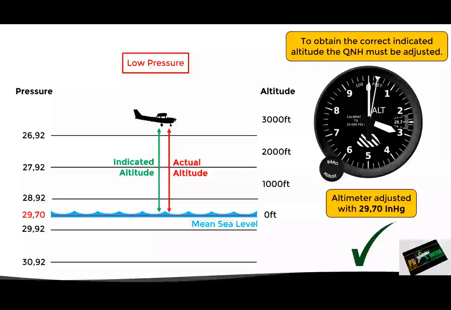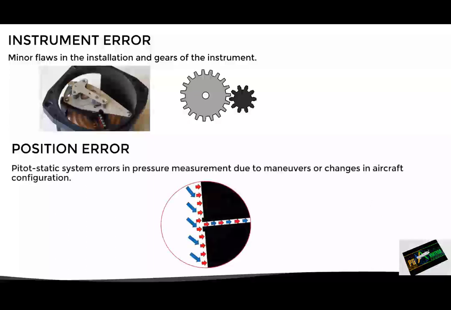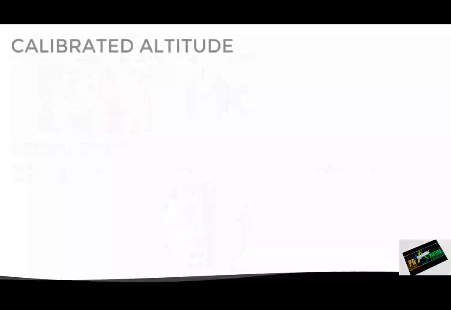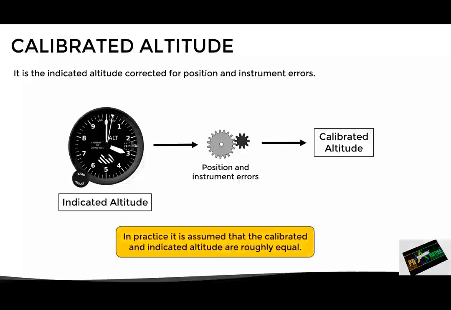However, the problem is that the altimeters are not perfect, they suffer from instrument error, which is caused by wear of the gears and mechanical imperfections. And there's also the position error, which is caused by pitot static system errors in pressure measurement due to maneuvers or changes in aircraft configuration, which we have already discussed in detail in the video about the pitot static system. As a result of these errors, we have the following concept of altitude, which is the calibrated altitude. This is defined as the indicated altitude corrected for position and instrument errors. However, usually these errors tend to be small, and therefore in practice it is normally assumed that the indicated altitude and calibrated altitude are roughly equal.